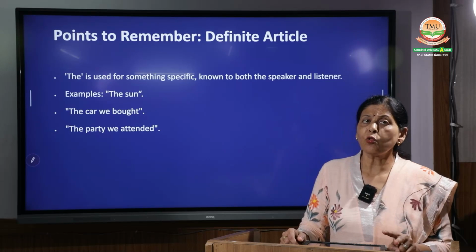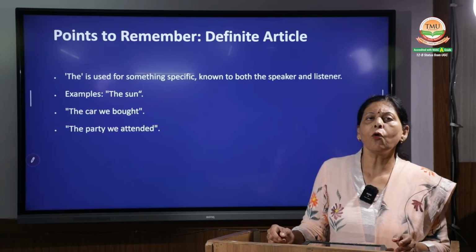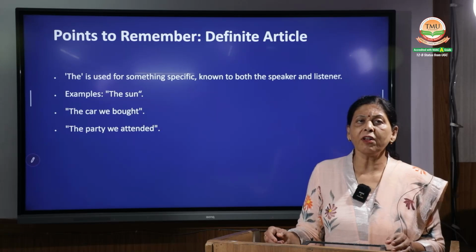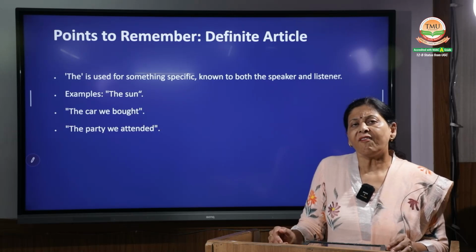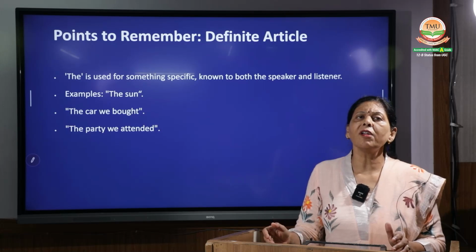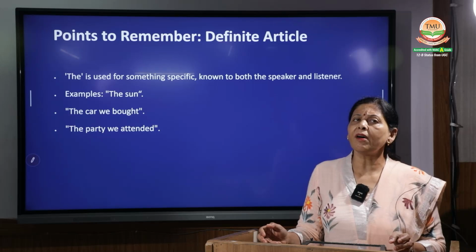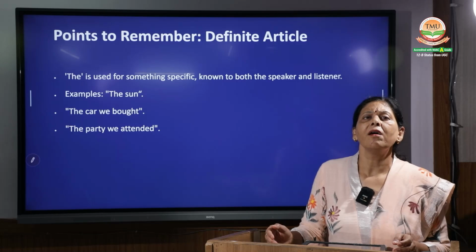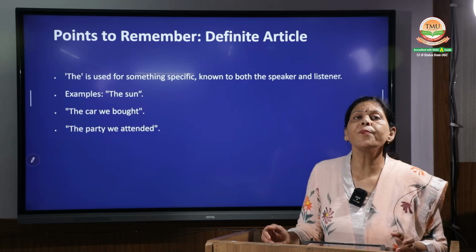That means there are two things. One is when we are speaking about a particular thing. When we are speaking about a particular thing, then we use the. For example, I met that man again. I met the sweeper in the street.